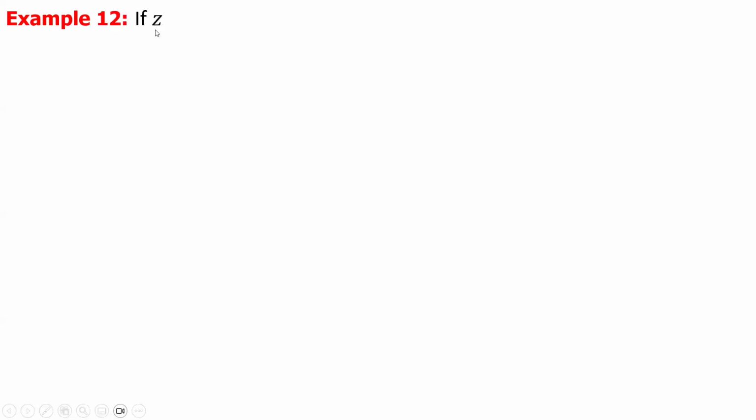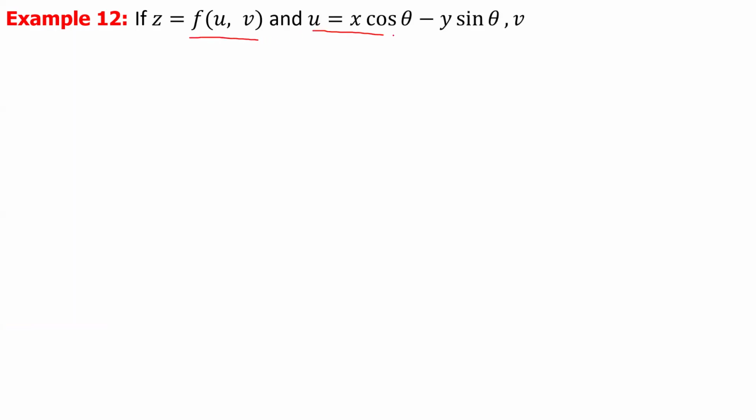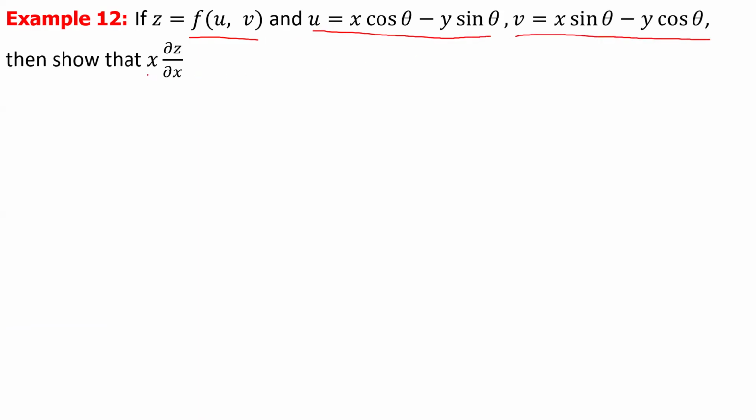The question is, if z is a function of u and v, and u is equal to x cos theta minus y sin theta, v is equal to x sin theta minus y cos theta, then show that x del z del x plus y del z del y is equal to u del z del u plus v del z del v.